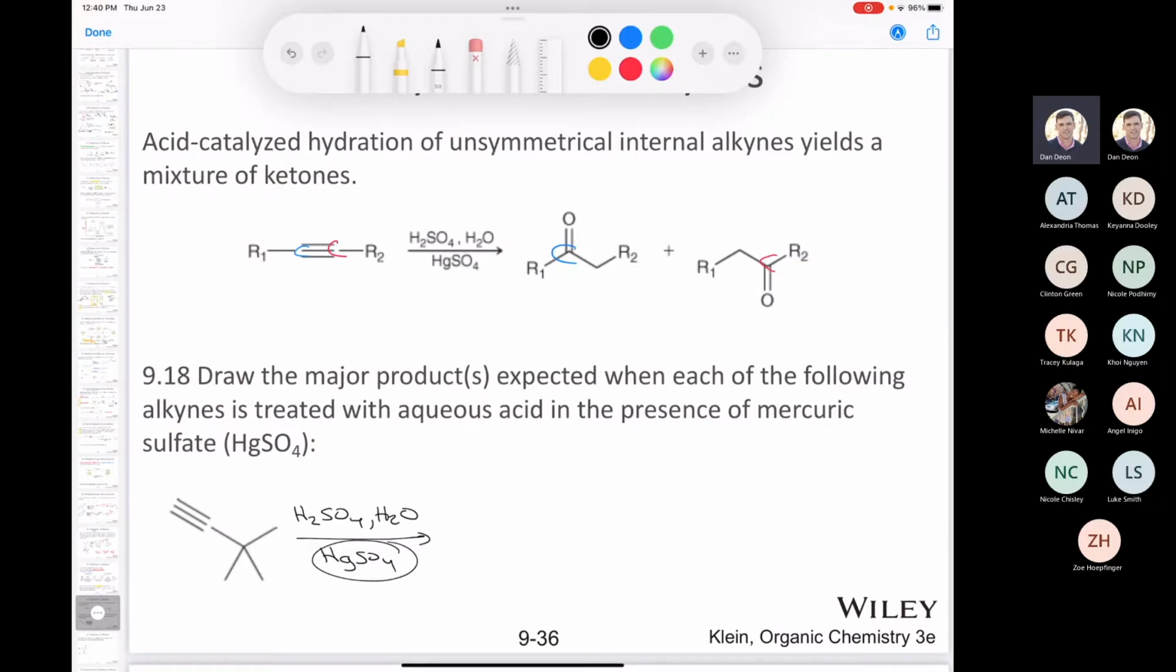Okay, so if we look at these two carbons, the carbon that I'm highlighting in red has no hydrogens attached to it. The carbon in blue has one hydrogen attached to it. This is Markovnikov addition. The rich get richer. So the carbon that's in blue is going to take the hydrogen. The carbon in red is going to take the hydroxyl. Let's draw what that looks like.